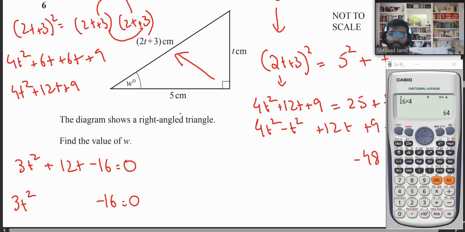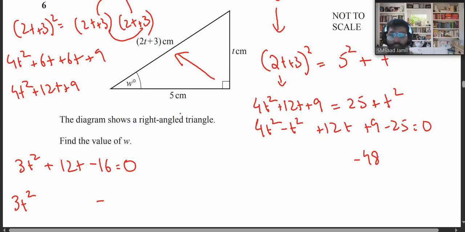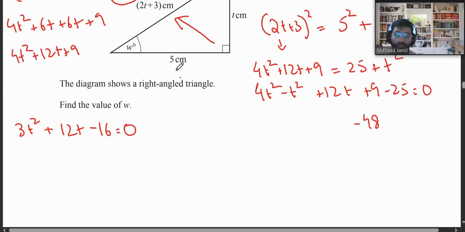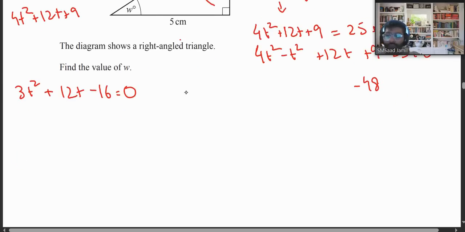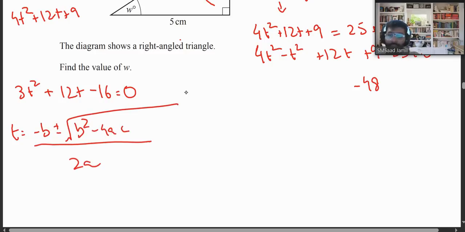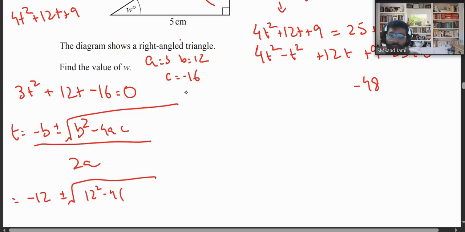So for this question, you cannot break the middle term. So what I'll do, guys, I'll just use the calculator. I can use the formula as well. I can use the calculator as well, but for you guys, I'll use the formula. So look, we will use the formula t is equal to minus b plus minus under root b square minus 4ac upon 2a. So the value of a is 3, b is 12, c is minus 16. So minus 12 plus minus b square, which is 12 square, minus 4 multiplied by 3 multiplied by minus 16, upon 2a, 2 multiplied by 3.